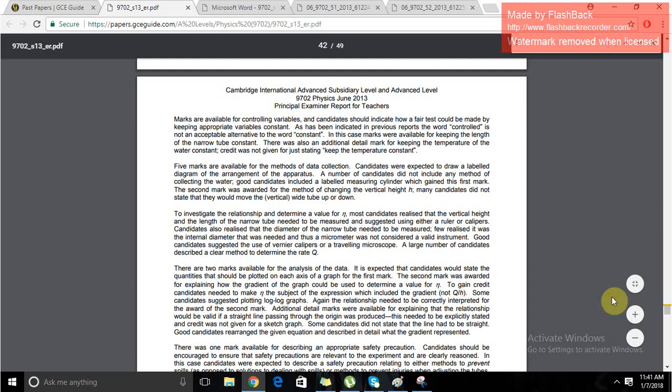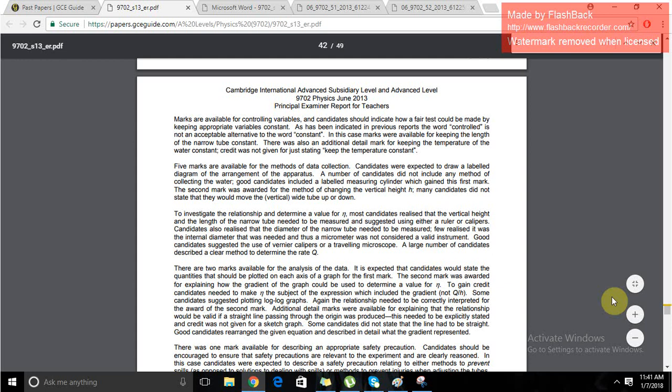And there are 2 marks available for data analysis, and it was expected that candidates would state the quantities that should be plotted on each axis for the first mark, which on the y and which on the x. And the second mark was awarded for explaining how the gradient could be used to determine a value for n. To gain credit, candidates needed to make n the subject of the expression, which included the gradient. Some candidates suggested plotting log graphs.